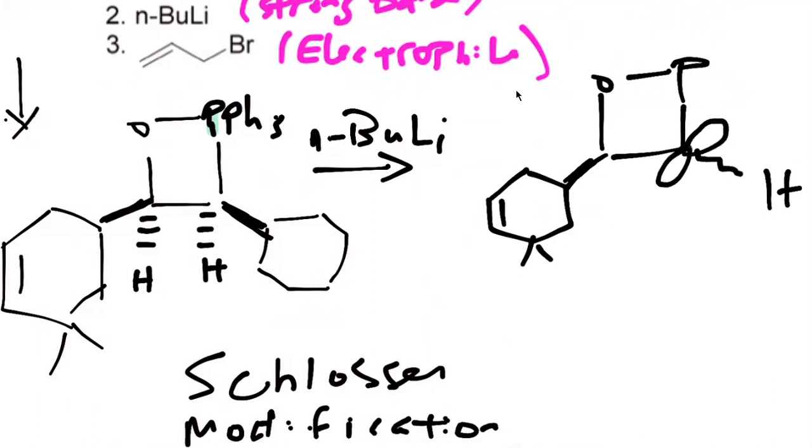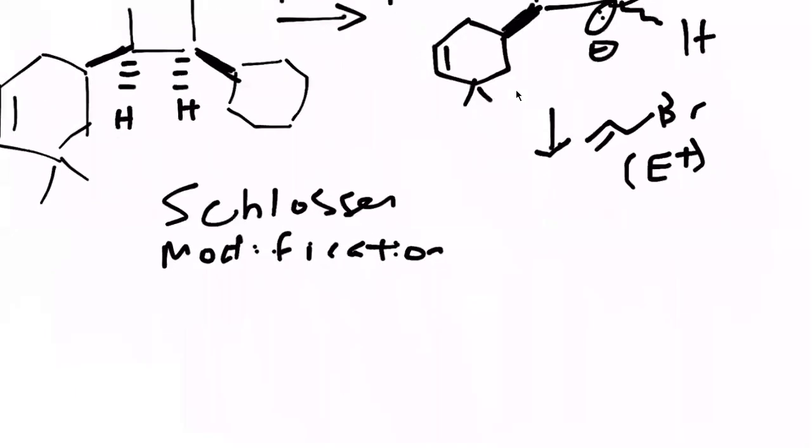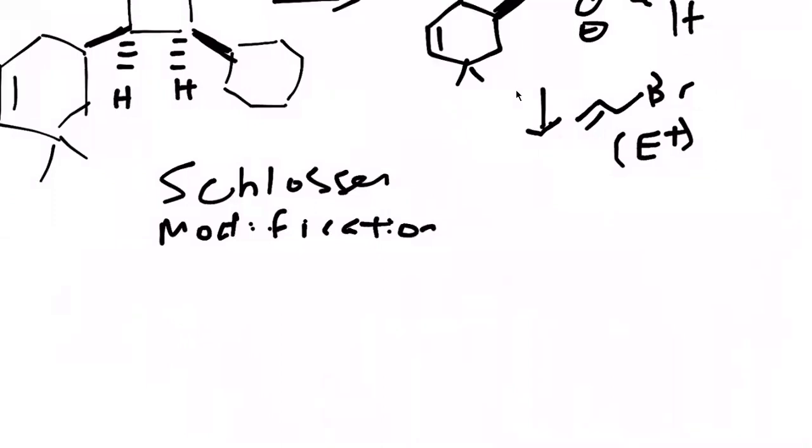Right, got an empty p. Well, not an empty p orbital, but a carbanion, right, at that site. And then when you add in that allyl bromide, right, this is an electrophile. Remember, we talked about the fact that with the Schlosser, normally you can add in H plus, but you can also add in other electrophiles. And because of the chirality right there on the cyclohexene ring, that allyl bromide is going to come from the opposite face. So you're going to end up with this oxyphosphetane that looks like this.